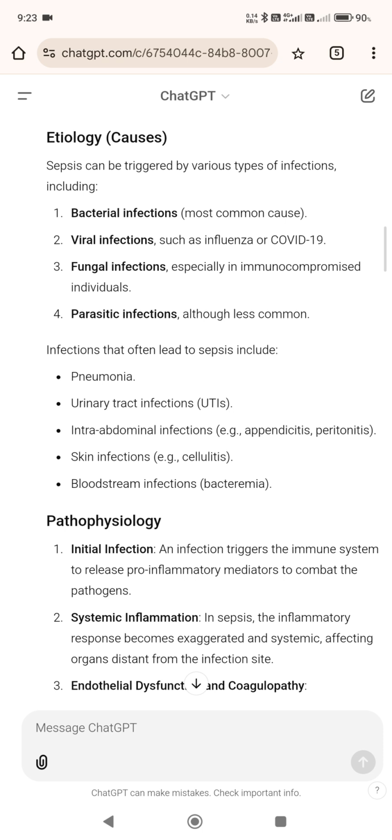Infections that often lead to sepsis include pneumonia, urinary tract infections (UTIs), intra-abdominal infections, e.g. appendicitis, peritonitis, skin infections, e.g. cellulitis, and bloodstream infections, bacteremia.